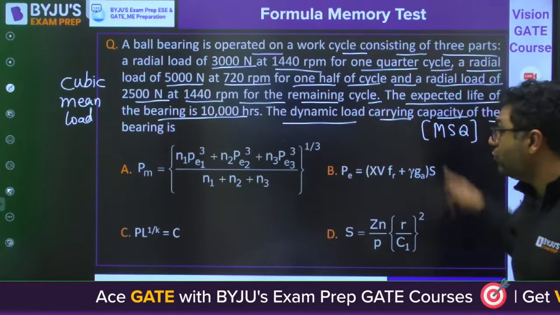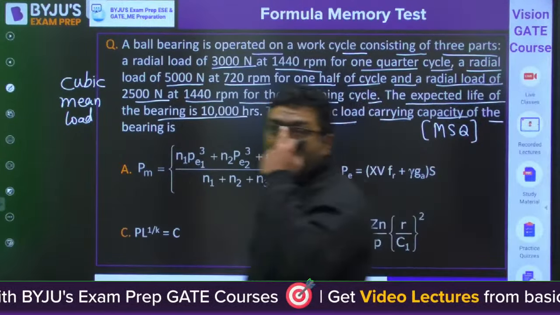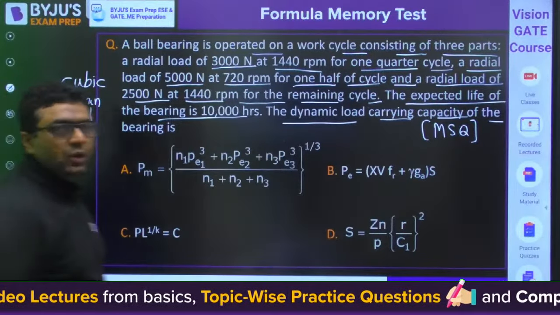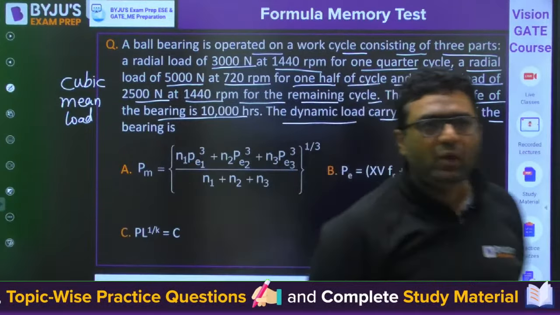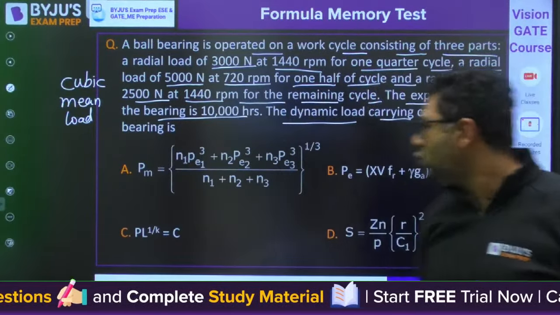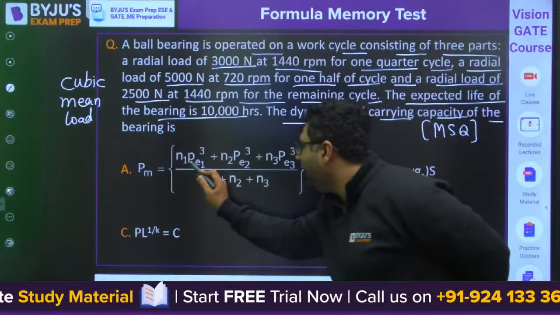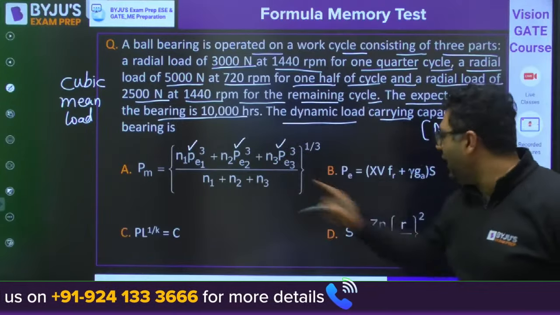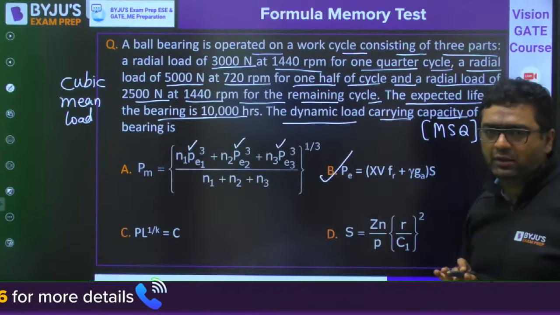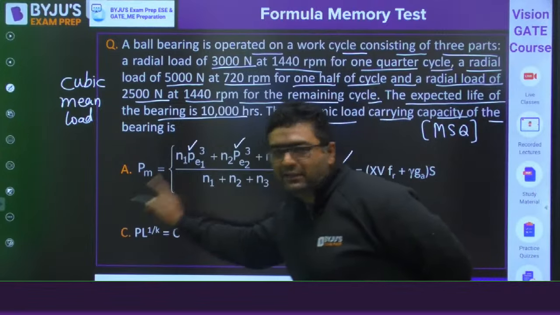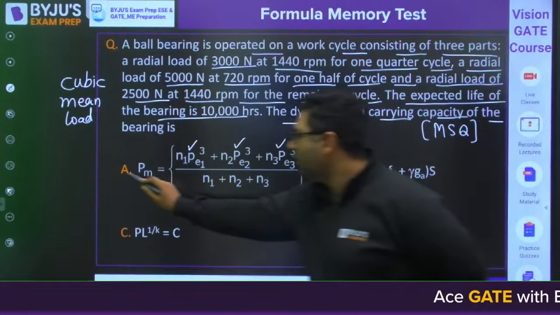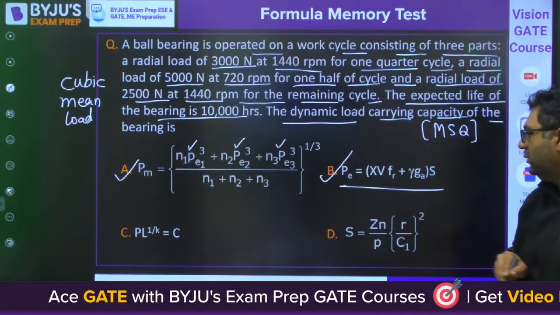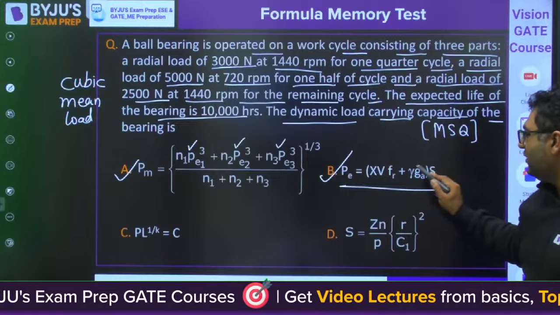Which of the formulas are you going to use? You need to tell all of them. So if you are writing A, in A you have PE1, PE2, PE3. If you are writing A, B is automatically the answer. So if you are saying A is correct, then B also should be correct. Because PE1, PE2, PE3 will be coming from this formula.